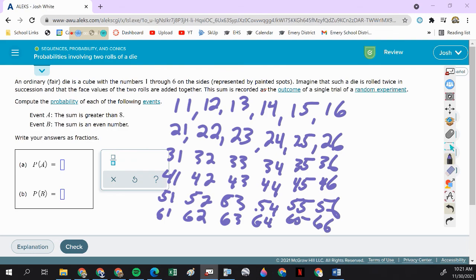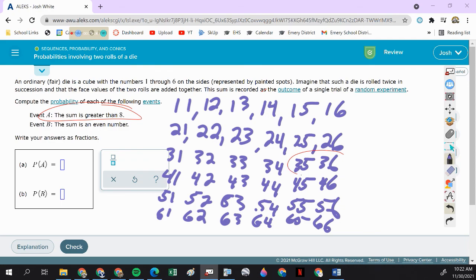So how many possible outcomes are there? 6 rows, 6 columns, 36. Okay. So how many of them have a sum greater than 8? So does 8 count? No. So we have to go greater than 8.